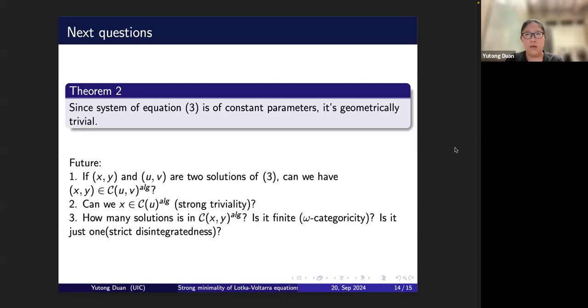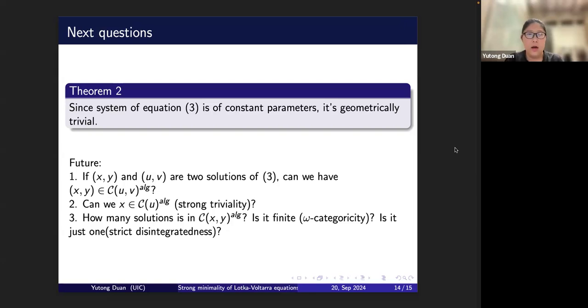As you recognize, equation 3 is in fact over constants. That means it is automatically geometrically trivial. And the next question to ask is about the relations of solutions. For example, if x, y and u, v are two solutions, can we have x, y in the algebraic closure of C adjoined u, v? That means, can we use polynomials to find another solution? And furthermore, do we have just x in C adjoined u? In model theory, this means strong triviality.